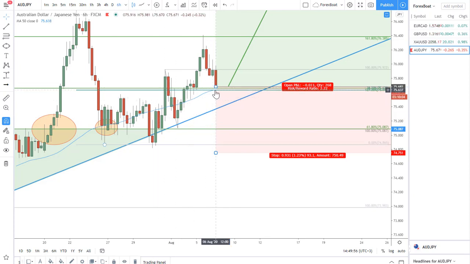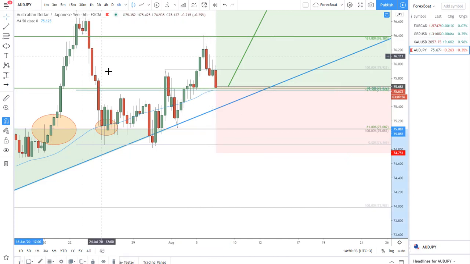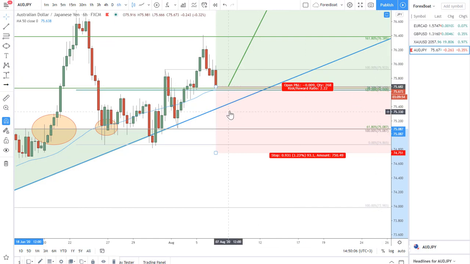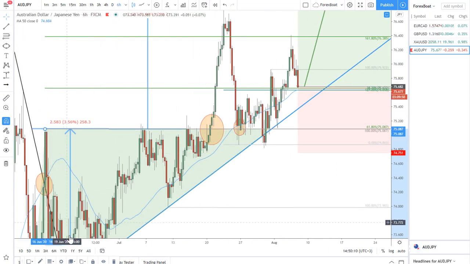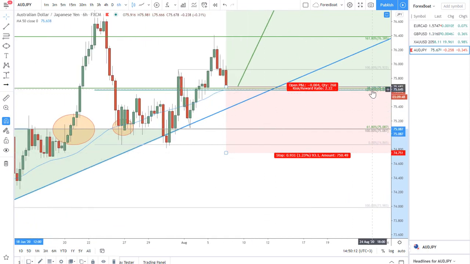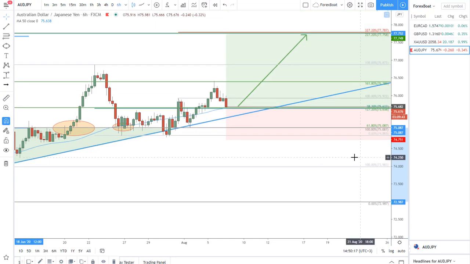And besides, we had the 50 simple moving average corresponding to two Fibonacci levels: the 38.2 Fibs applied to this correction to the downside, and the 227 Fibs applied to this correction after the breakout of the trend line. So two Fibs here as the support, and the 50 simple moving average.